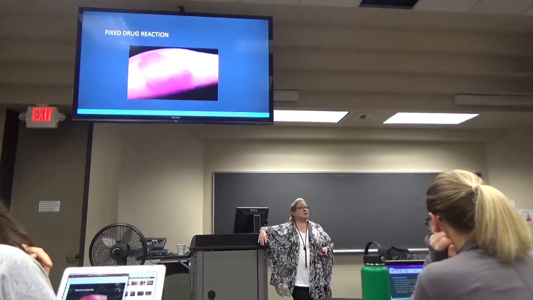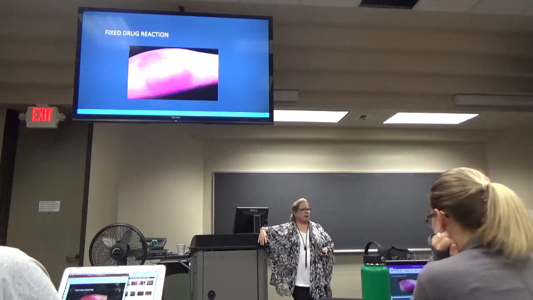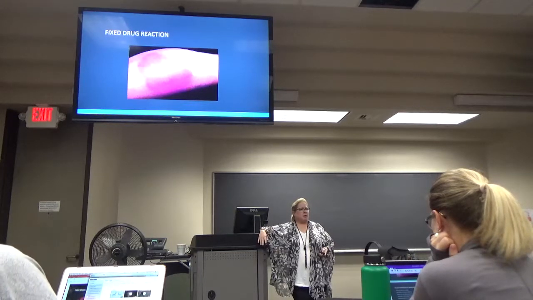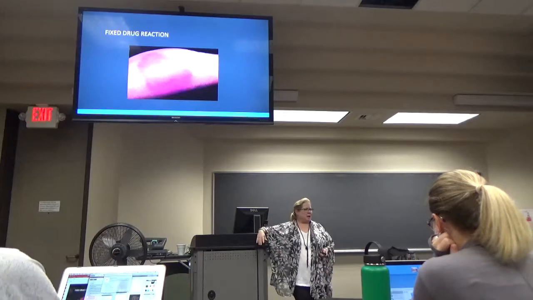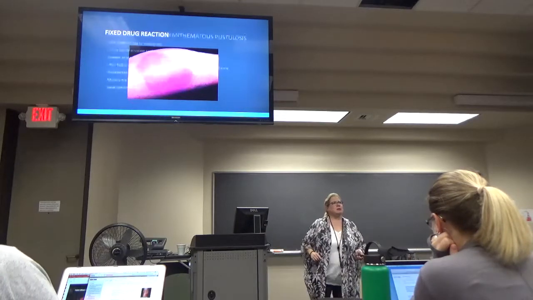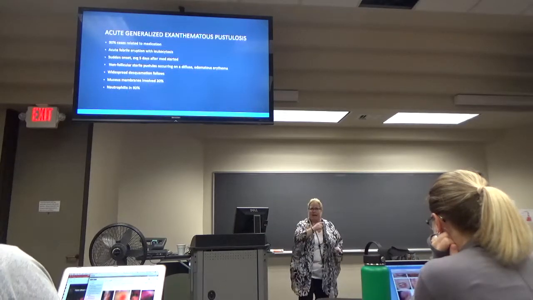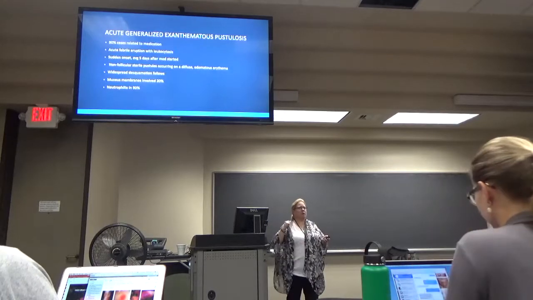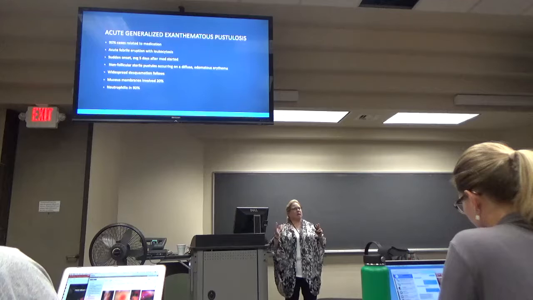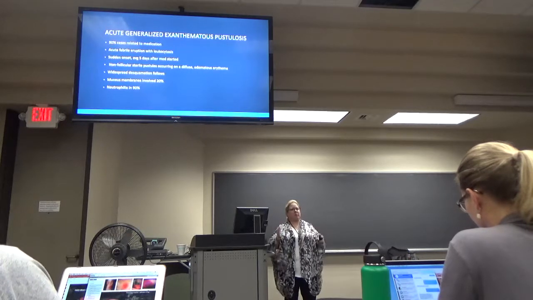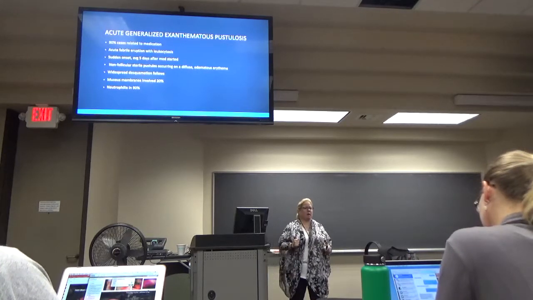That's just a unique color, you just don't see that color. Lichen planus, which we're going to talk about later on today, tends to have a purpley color too, and so there's just not too many things that give that violaceous color. All right, so AGEP, acute generalized exanthematous pustulosis. All right, that's a mouthful.